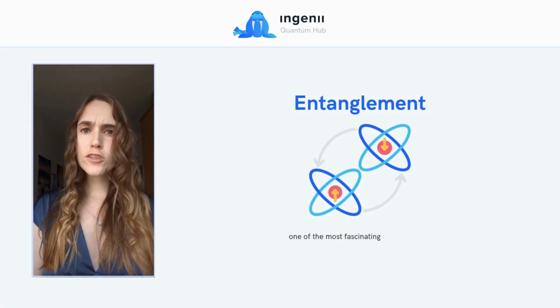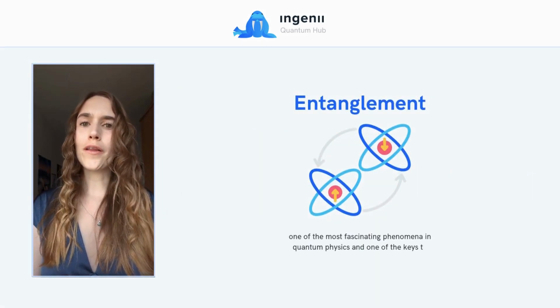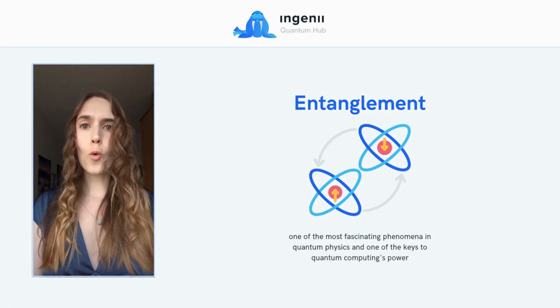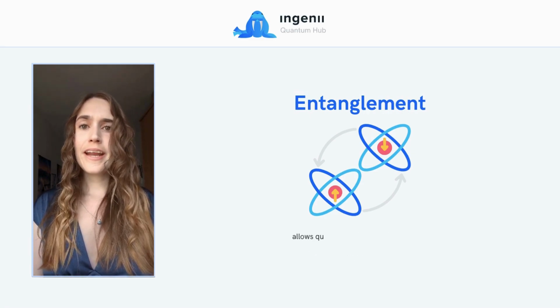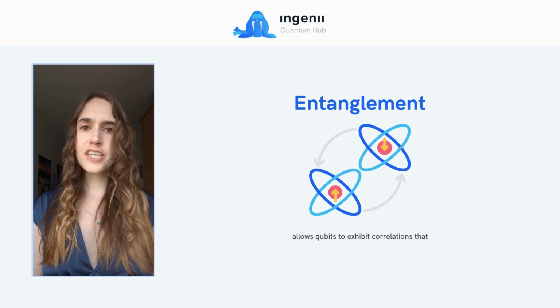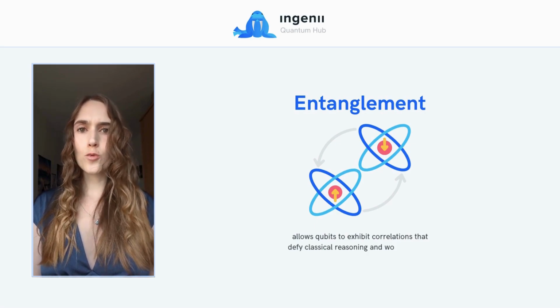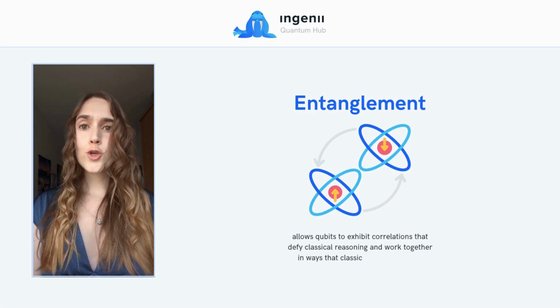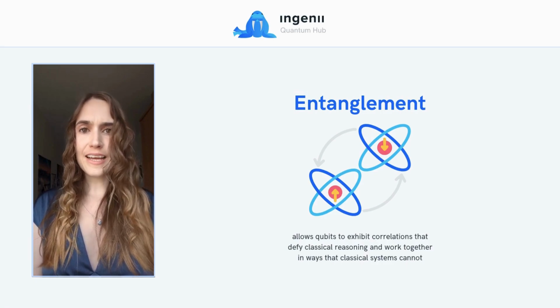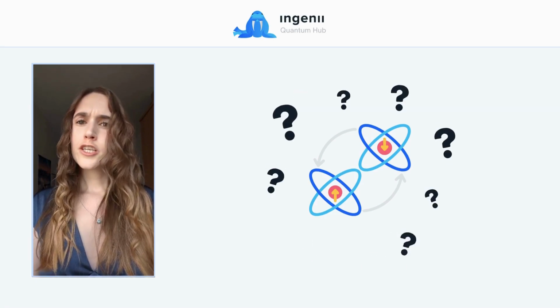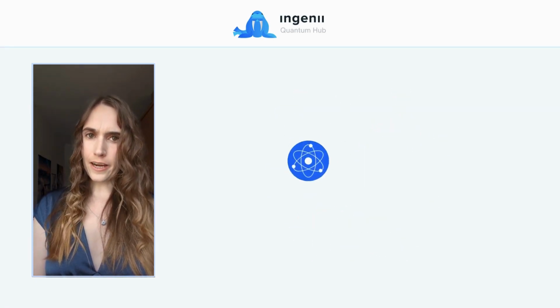Entanglement is one of the most fascinating phenomena in quantum physics and one of the keys to quantum computing's power. It allows qubits to exhibit correlations that defy classical reasoning, enabling them to work together in ways that classical systems cannot. So, what exactly is entanglement?